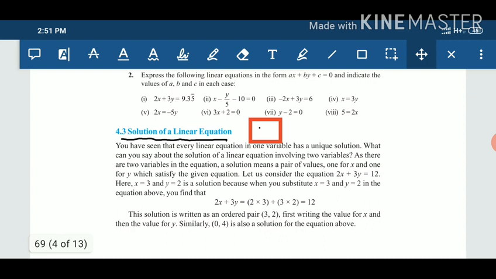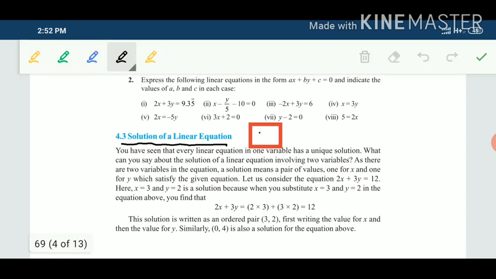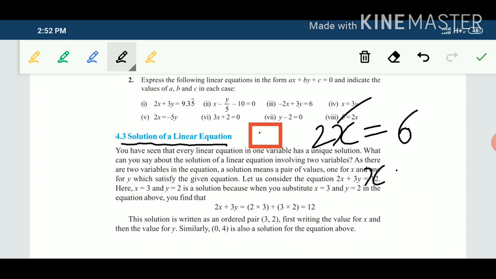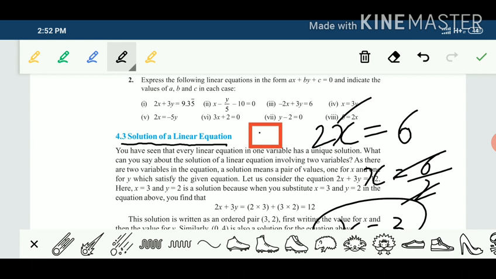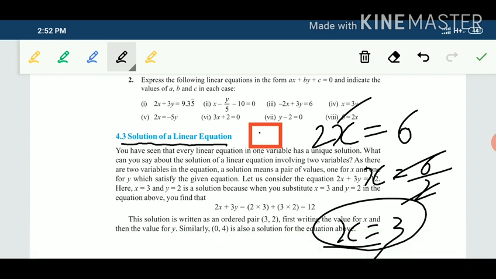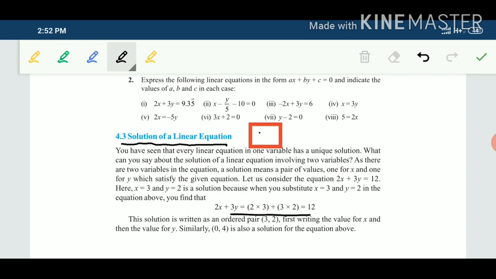We have seen when the linear equation is given for one variable, that is 2x is equal to 6, here only one variable is given. For this kind of linear equation, the value of x is 6 upon 2, that is 3. So it has only a unique solution. So when a linear equation is given for one variable, it has a unique solution. When a linear equation is given for two variables, it has more than one solution. Now how do we find those solutions?